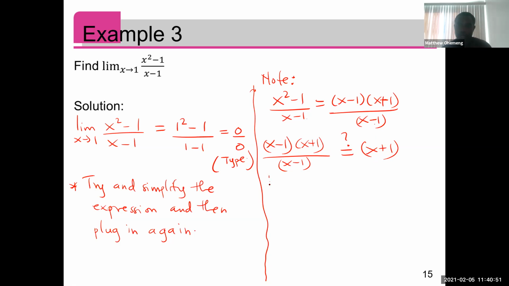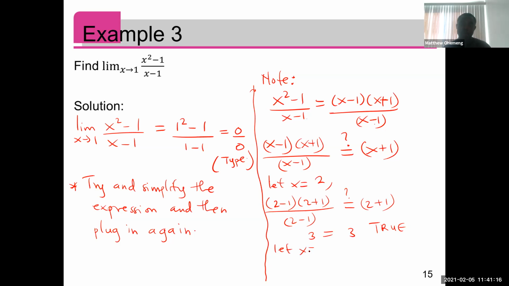So yeah, let's say x equals, let me say, 2. If x is equal to 2, what do you get? You get 2 minus 1 times 2 plus 1 over 2 minus 1, right? And is that equal to 2 plus 1? Well, the 2 minus 1 will be 1, and then that will be 3. And that, yeah, that's true. So in that case, you are correct.